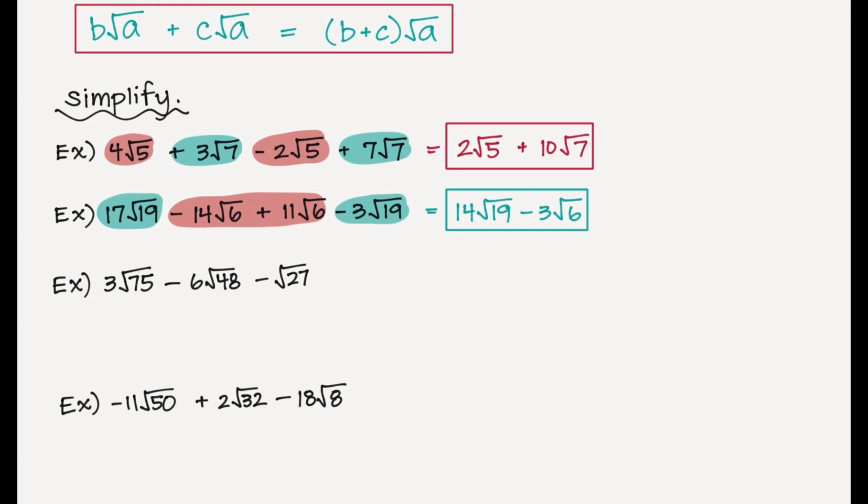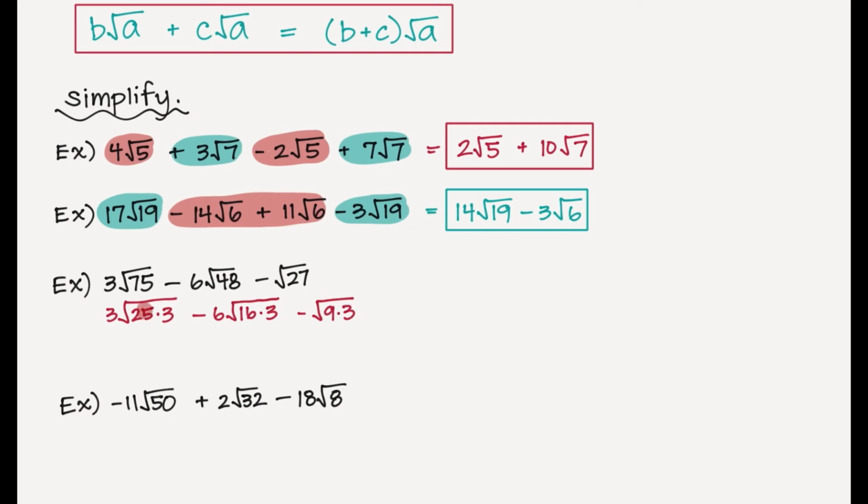Now looking at this third example, I don't have any terms with the same radical symbol, but maybe I can rewrite them so that they have some matching terms. So for instance, I know that 75 is 25 times 3. Also, I know that 48 is 16 times 3, and I know that 27 is 9 times 3.